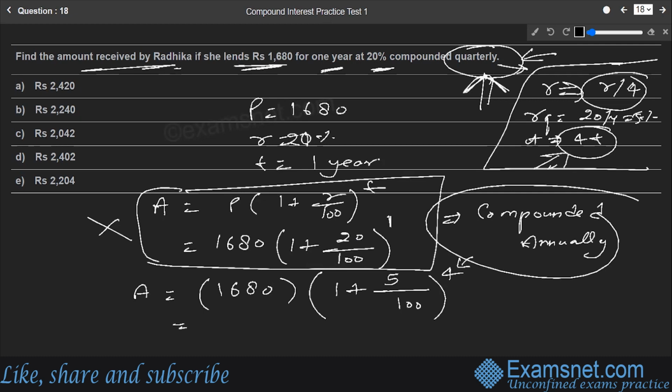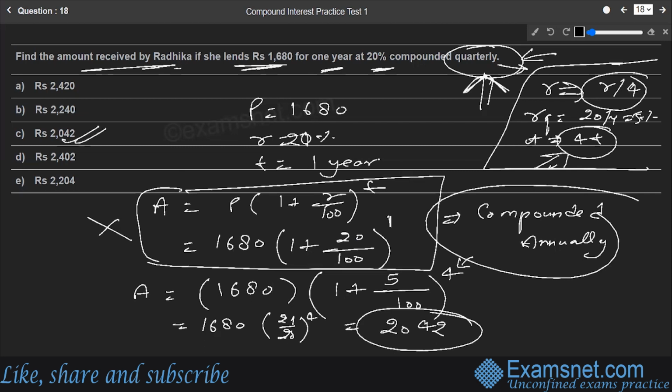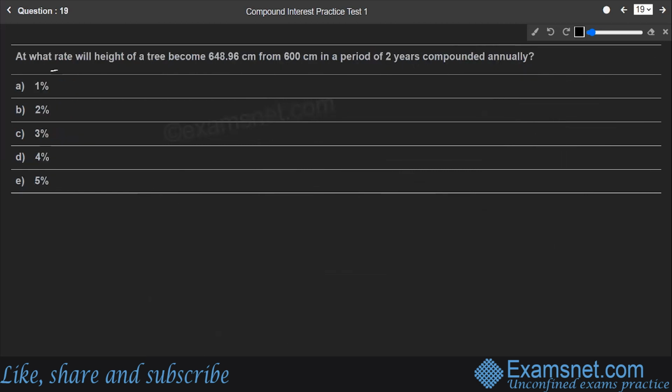And if you solve this further, this comes out to be 1680 multiplied by 21 by 20 to the power 4, and further it comes out to be rupees 2042. So that is the actual amount after 1 year compounded quarterly, and which is available in option number C, 2042.